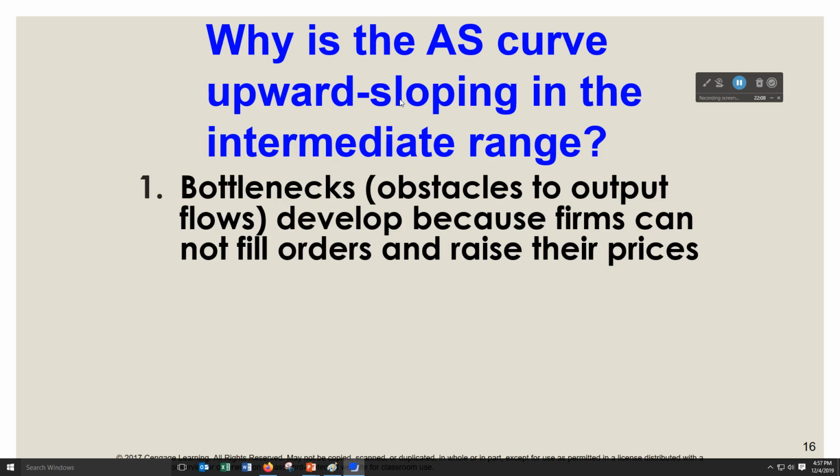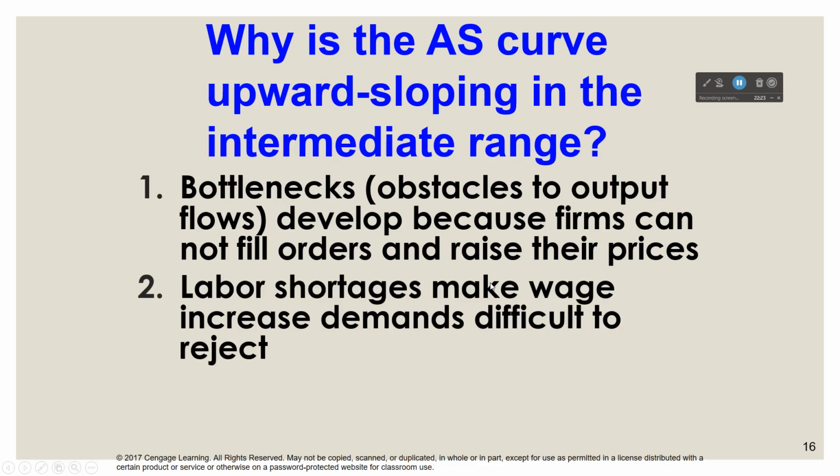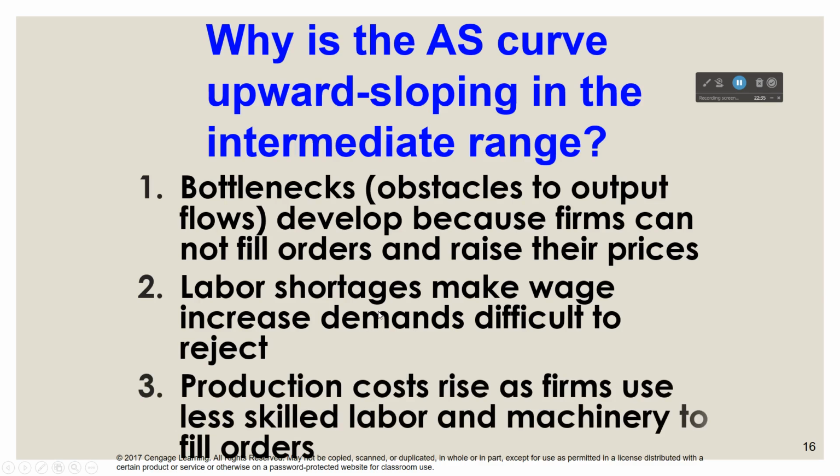But why would the aggregate supply curve slope upward? Your book talks about different reasons why. One are bottlenecks, obstacles to output flows develop because firms cannot fill orders and raise their prices. Two, labor shortages make wage increase demands difficult to reject. So here we might say that wages are sticky. And production cost rises. Firms use less skilled labor and machinery to fill orders. So here, production costs might rise, and that would prevent us from either having a horizontal or vertical supply curve.